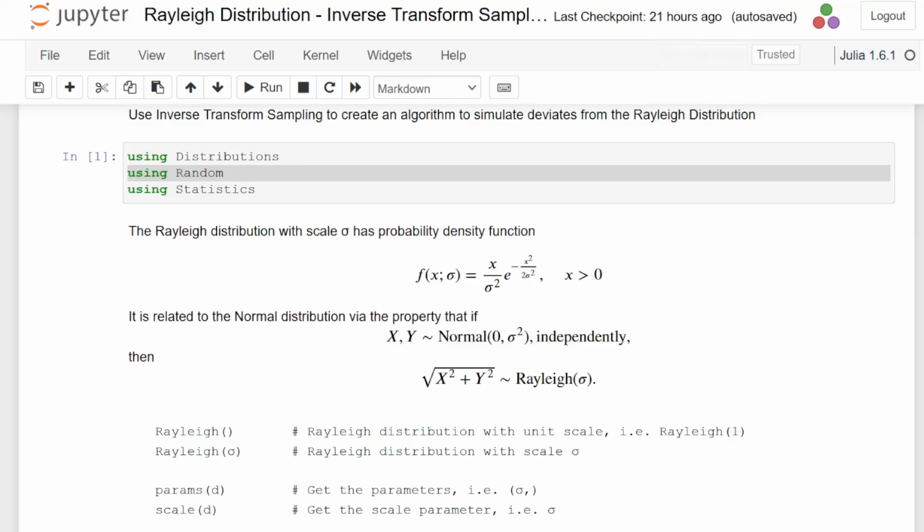Okay, so the Rayleigh distribution with scale parameter sigma has the probability density function f(x; sigma) equals x over sigma squared times e to the minus x squared divided by 2 sigma squared. It's a bit of a complicated one there, okay? And that is where x is greater than 0.